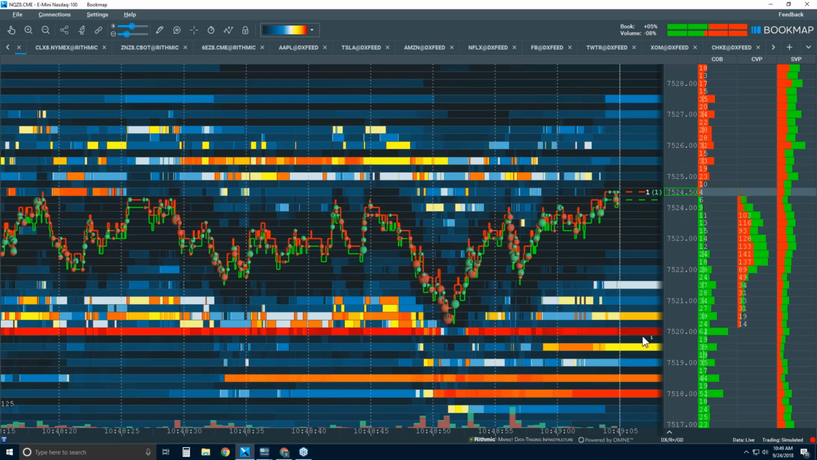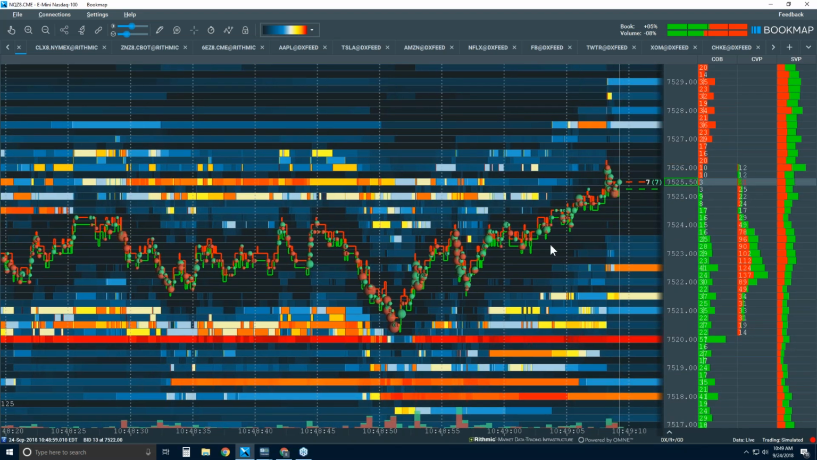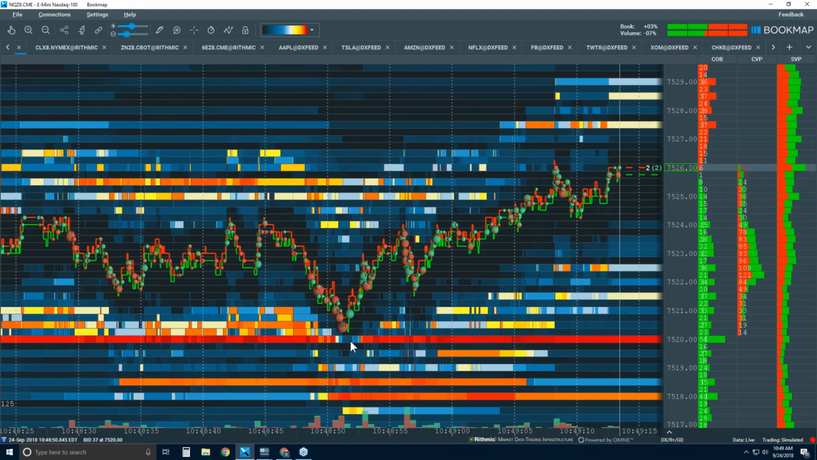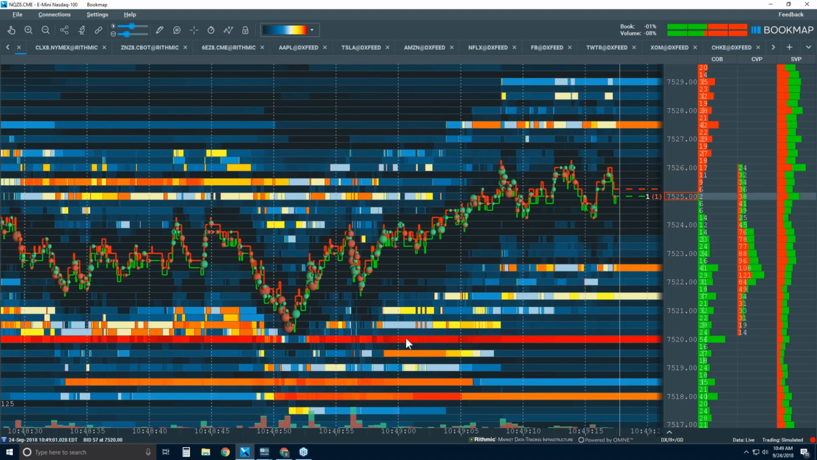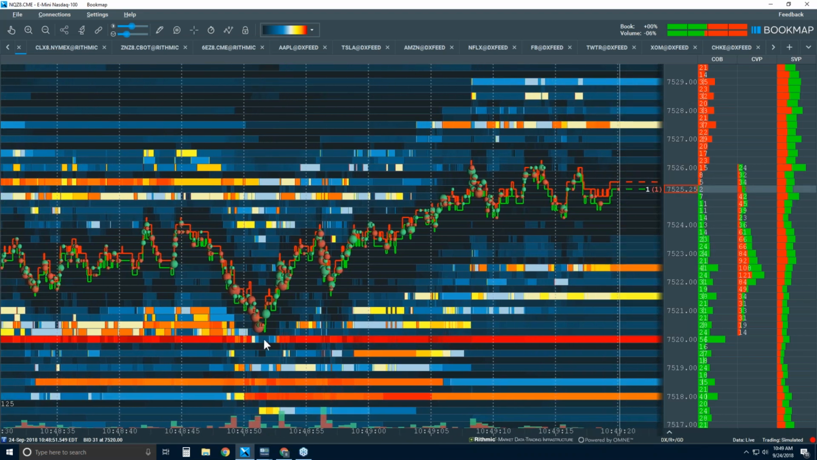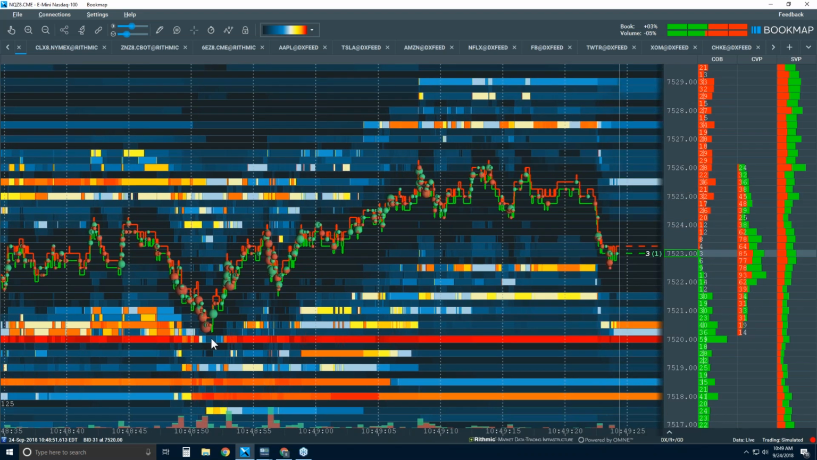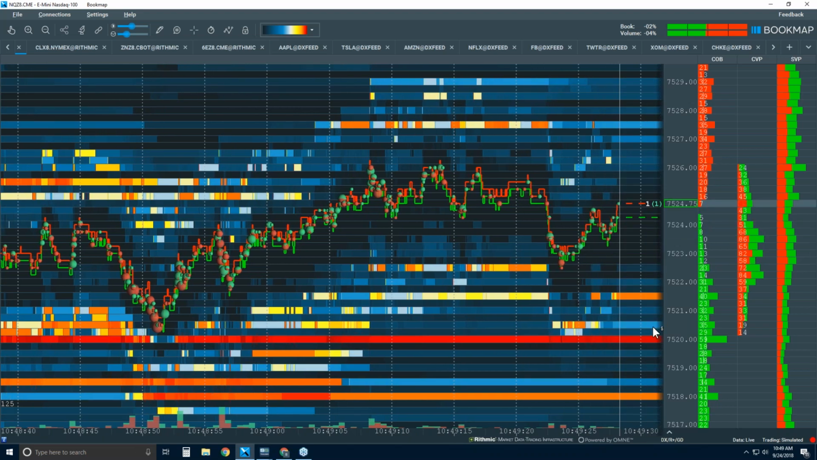You can see we didn't even test this area here, and we're finding buyers already back to the top of the range. It makes a big difference, understanding the auction and the liquidity, and in fact, did they have the intent to trade down here? And the answer is no, because they pulled, but we still didn't find sellers willing to take it lower. Where this gets really interesting, you can see the heat map always changing.